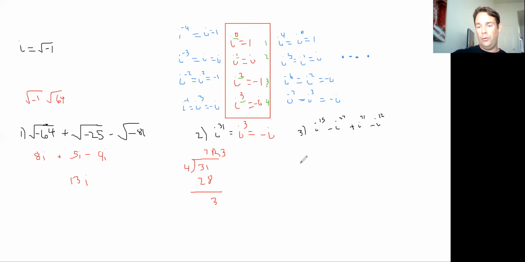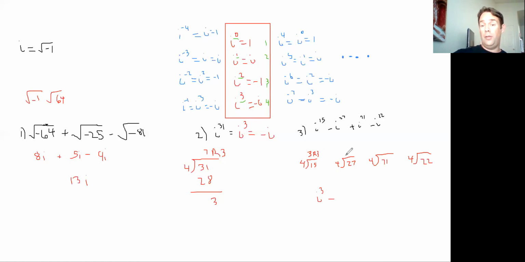On this one, we're going to have to do a little bit of division here. So we have 15 divided by 4, 27 divided by 4, 71 divided by 4, and 22 divided by 4. So 15 would be 3 remainder 3. So i to the 15th is really i to the 3rd.